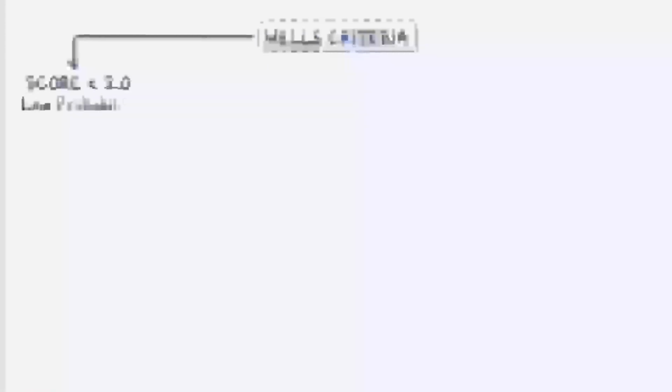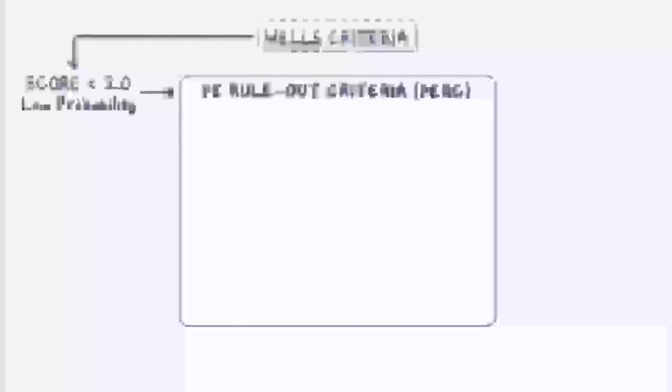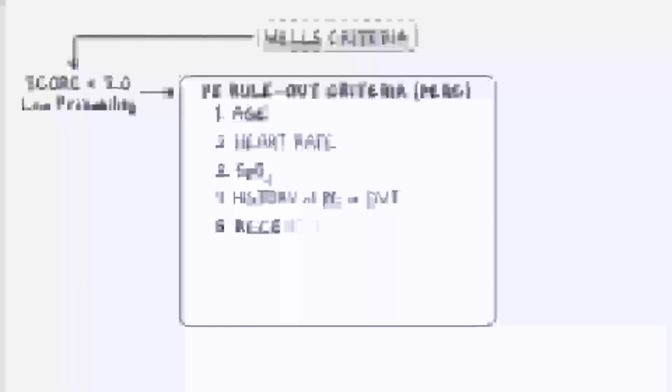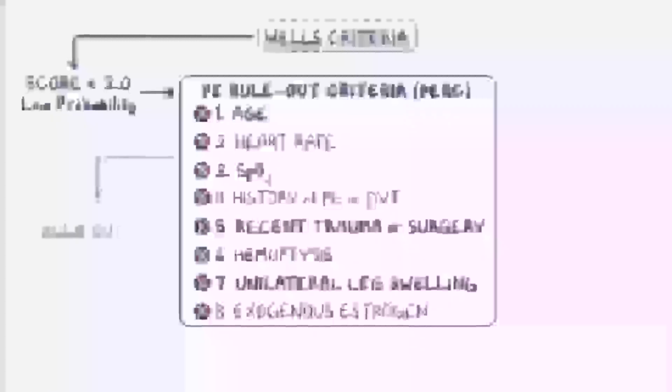All right, a Wells score below 2 indicates a low probability of PE. For these individuals, you could use a clinical tool called the PE rule-out criteria, or PERC, to further rule out PE. The PERC criteria is composed of 8 elements, including the patient's age, heart rate, oxygen saturation, prior history of PE or DVT, and history of recent trauma or surgery, as well as the presence of hemoptysis, unilateral leg swelling, and the use of exogenous estrogen. If all 8 elements are negative, the criteria are fulfilled and you can rule out PE.